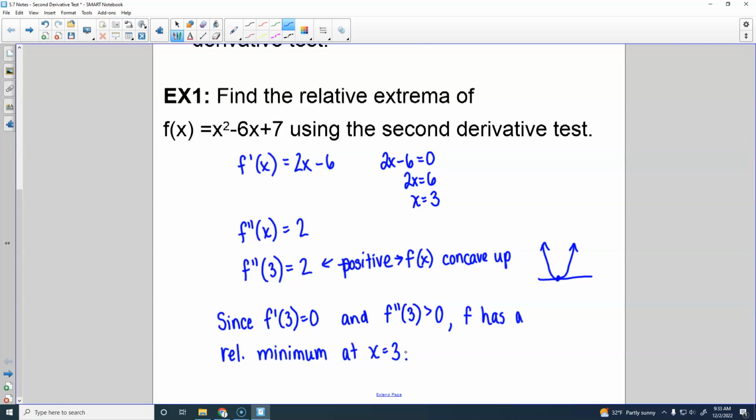I guess this one did not just say x value, so we could say that the minimum value is, and if you plug in 3 here, f of 3 would be 3 squared minus 6 times 3 plus 7, so 9 minus 18 plus 7, negative 9 plus 7 will give us negative 2.